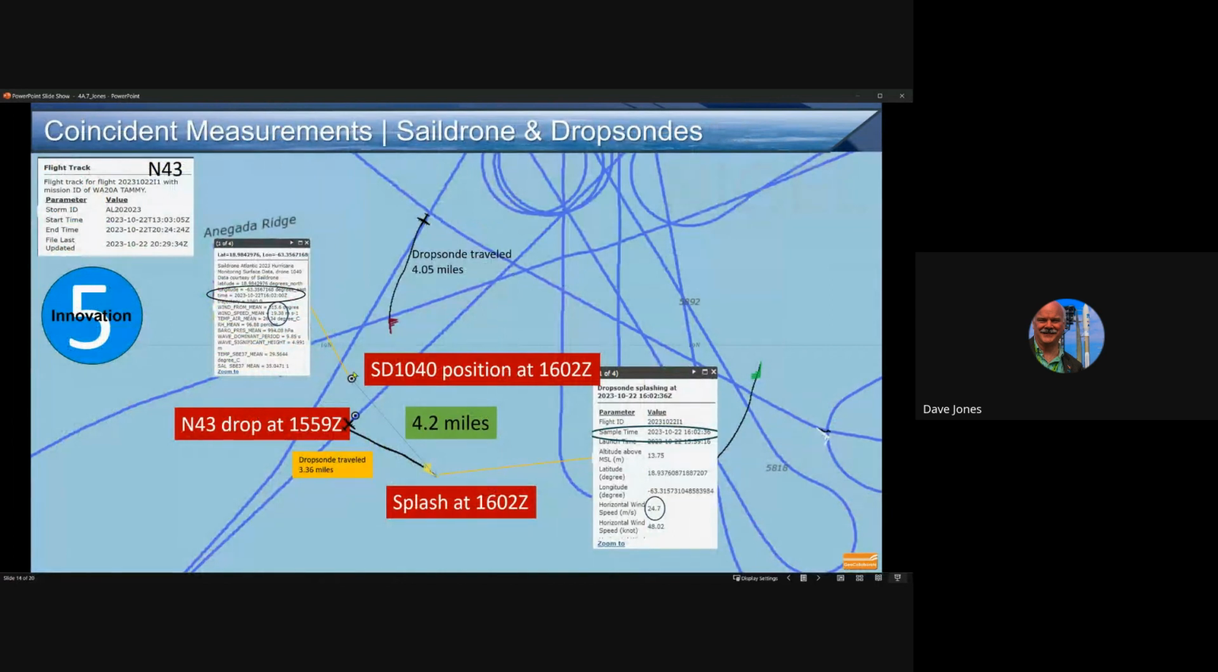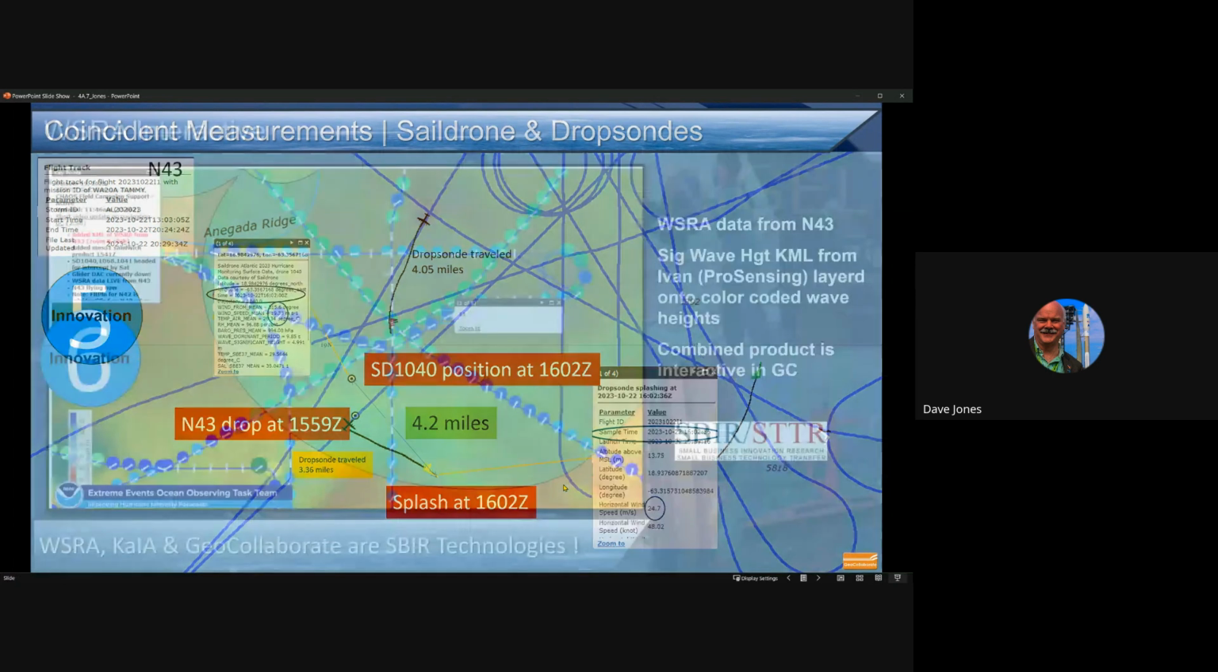So this is really great, with N43 dropping this sonde at 1559 Z. It splashed, or the last observation prior to splash was at 1602 Z. You can see this ob here, 13.75 meter altitude, a 24.7 meter per second horizontal wind was measured, 1602 Z. Well, it fell 4.2 miles from sail drone 1040, and 1040's observation at that exact same time was 19.38 meters per second. So in less than a 5-mile distance, we had about a 5 meter per second or so difference in the observation, and this was much higher. So this was really exciting to see, and see it in near real time.